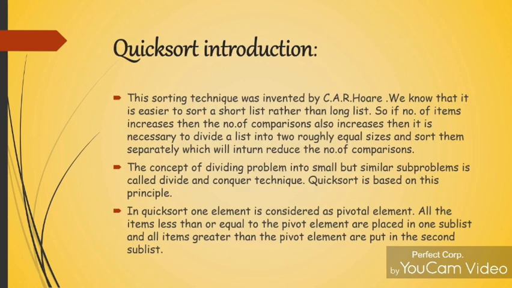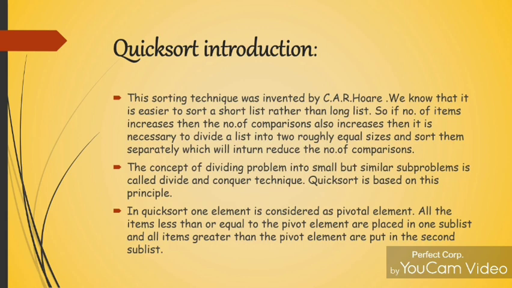Firstly, let us look upon some introduction about Quicksort. This sorting technique was invented by Sir Charles Anthony Richard Hoare. We know that it is easier to sort a short list rather than a long list. As a short list contains only some elements, we can sort them out easily. But coming to the long list, it contains many elements and in turn it increases the number of comparisons, so it becomes somewhat difficult. So we will be thinking of a different technique, right?